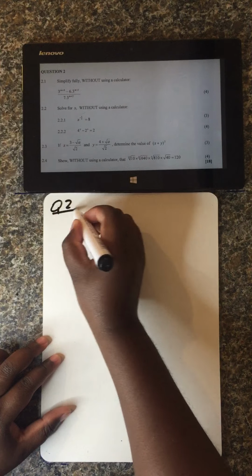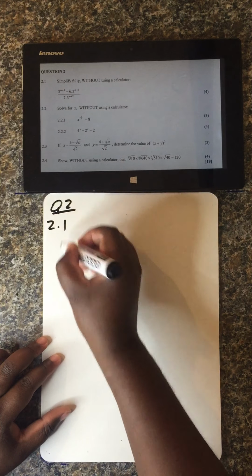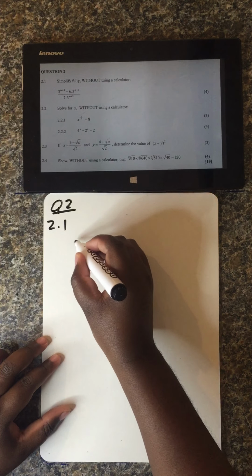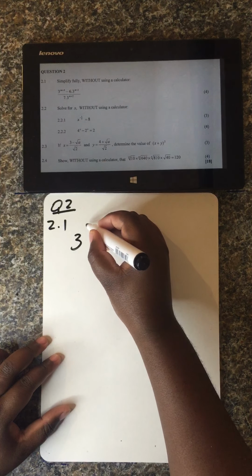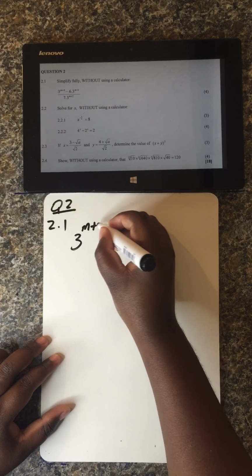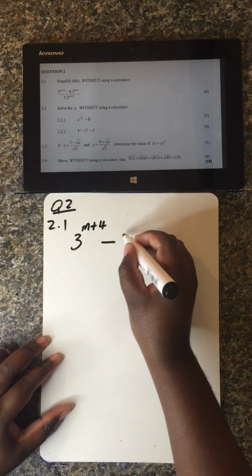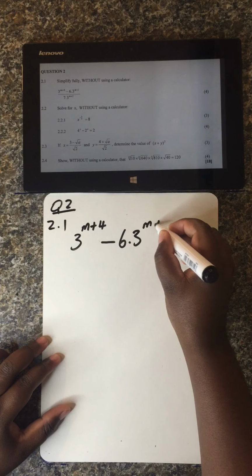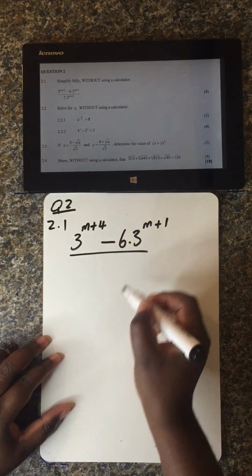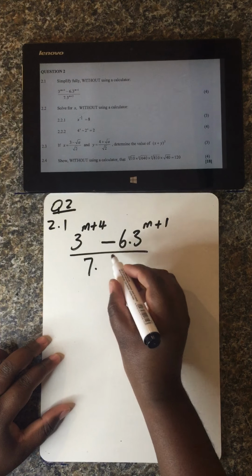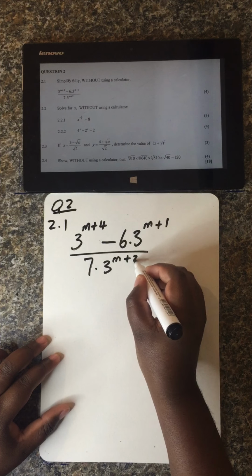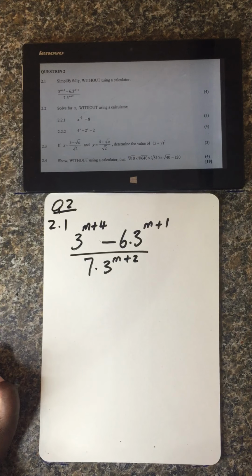So question 2, 2.1 says simplify fully without using a calculator, and we're given 3 to the exponent m plus 4 minus 6 multiplied by 3 to the exponent m plus 1, all over 7 multiplied by 3 to the exponent m plus 2. Okay, ladies and gentlemen, very much important.